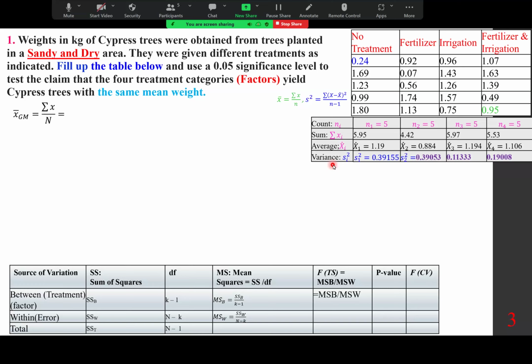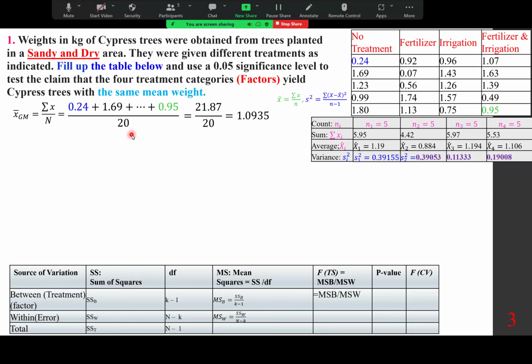Now, let's calculate the grand mean, GM. Simply put, what is the mean for all of them? Never mind that we have 4 different groups, just for all the data. So 0.24 plus 1.69 plus all of these, add them up and divide by however many, which is 4 times 5, which is 20. So from 0.24 to 1.69 all the way to the last, 1.95, and divide by the total size of 20, and it gives us this answer.